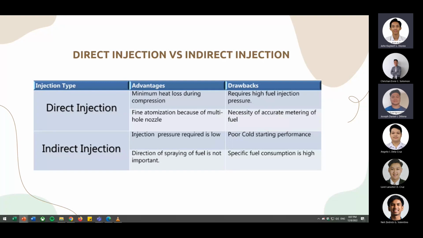And in this graph, makikita natin yung advantages and disadvantages ng direct injection at indirect injection. Where the advantages of direct injection are minimum heat loss during compression, fine atomization because of multi-hole nozzle, at kanyang drawbacks are requires high fuel injection pressure and necessity of accurate metering of fuel. While the advantages of indirect injection are injection pressure required is low and direction of spraying of fuel is not important. At ang kanyang drawbacks are poor cold starting performance and specific fuel consumption is high.